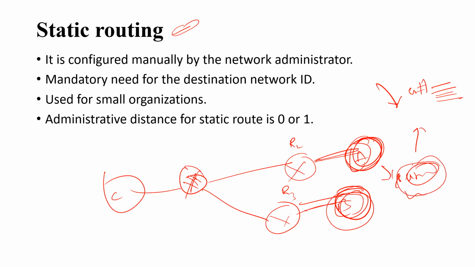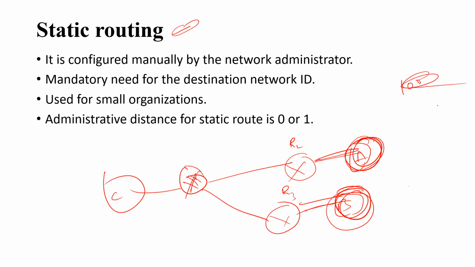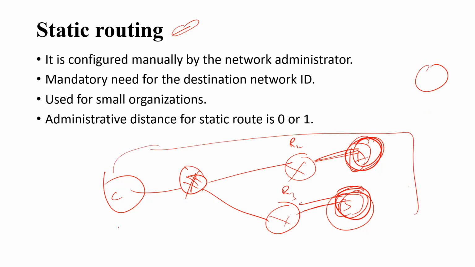Suppose in an organization there will be hundreds of routers. If you want to add one route, we need to add that. Suppose we have this setup, we added the routes, and everything is working fine.